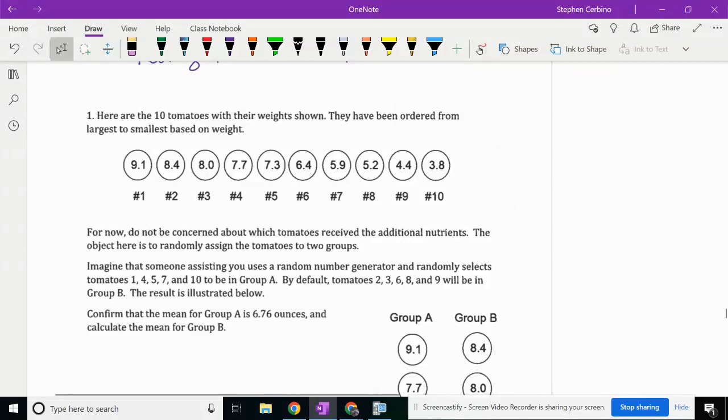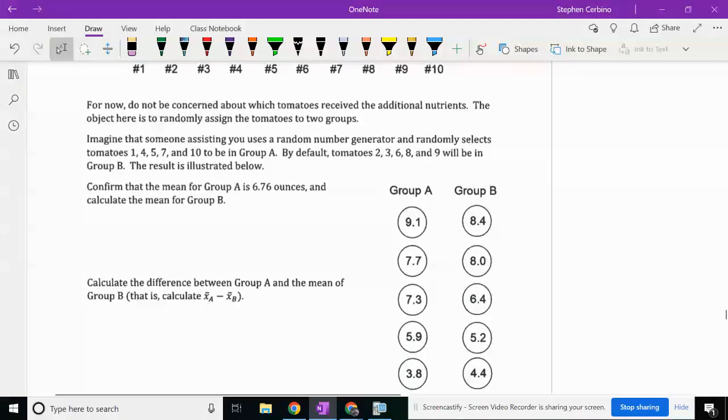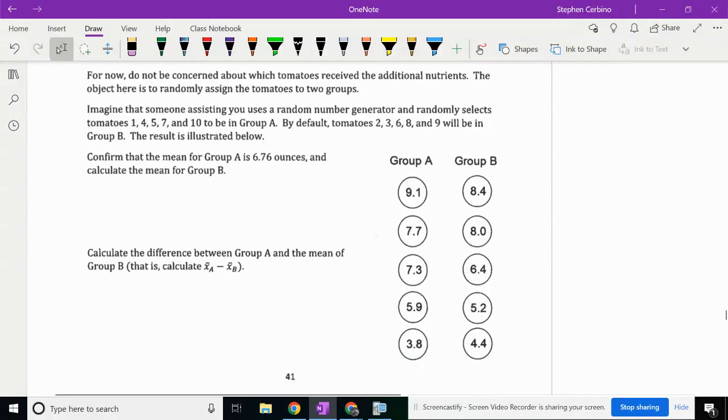So we're looking for a statistical effect here. Right now I'm just randomly selecting. What I did for you already is I used the random number generator on my calculator, and I randomly selected 5 numbers between 1 and 10. And I got numbers 1, 4, 5, 7, and 10. I made those group A, and then the remaining 5 tomatoes become group B.